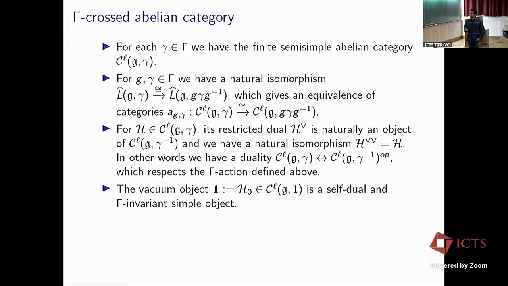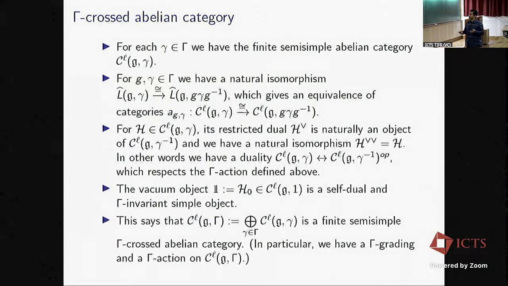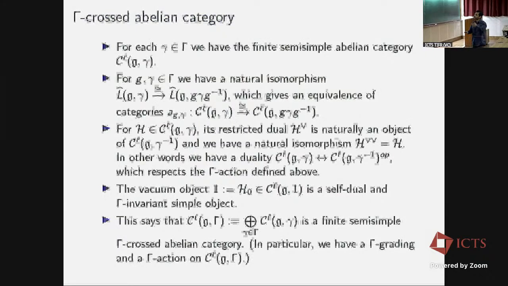So basically all these structures, we call this the notion of a gamma crossed abelian category. So basically it's all these structures, and I call such a thing a gamma crossed abelian category.